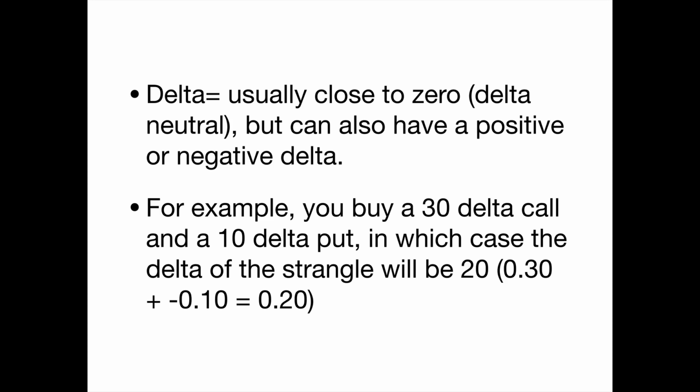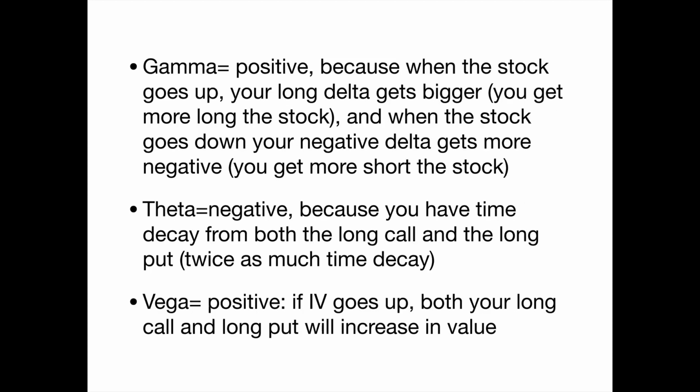So in this case, the delta of the long strangle would be about 0.2 or 20, in which case it would be a slightly bullish strangle. If the delta were 0, it would be a delta neutral trade. If the delta is positive, it's slightly bullish. If the delta is negative, it's a slightly bearish strangle.